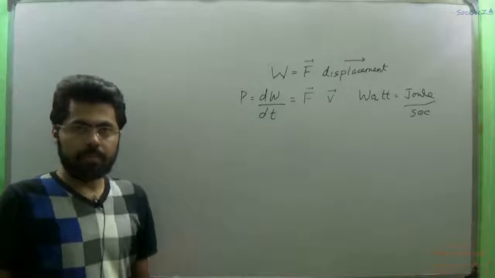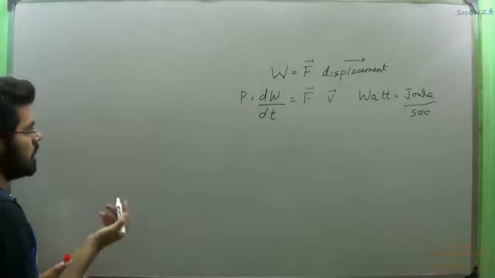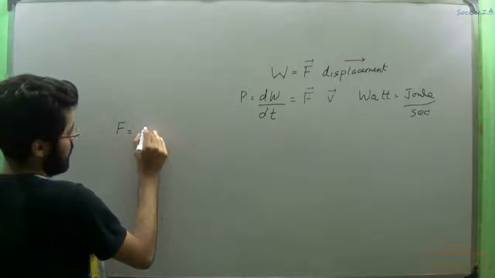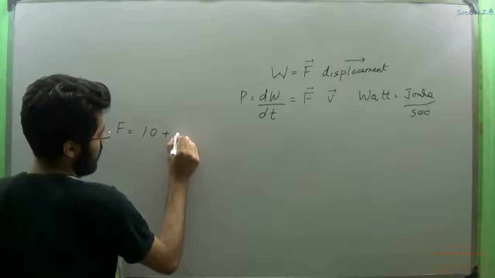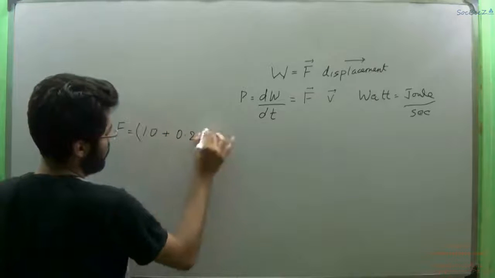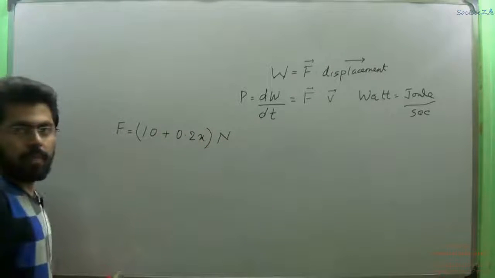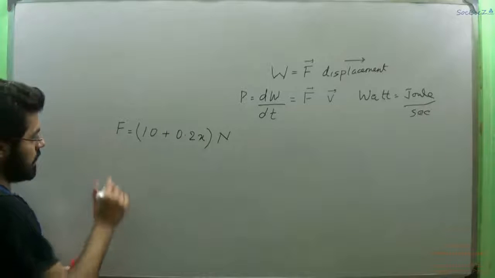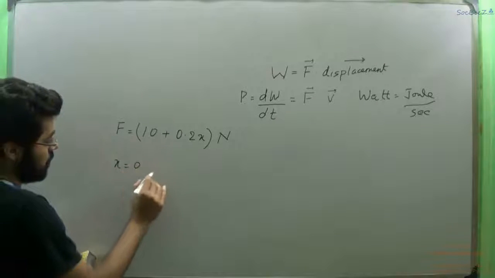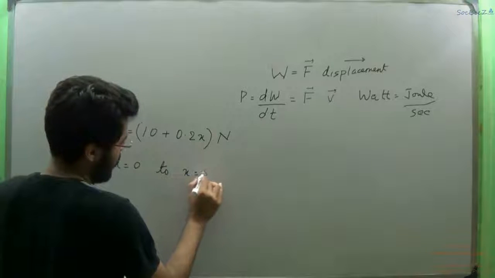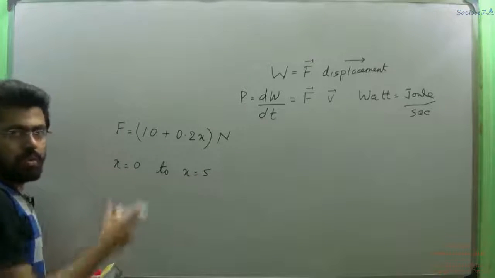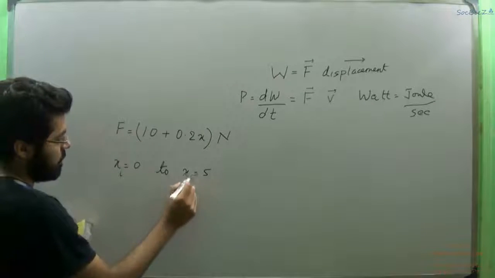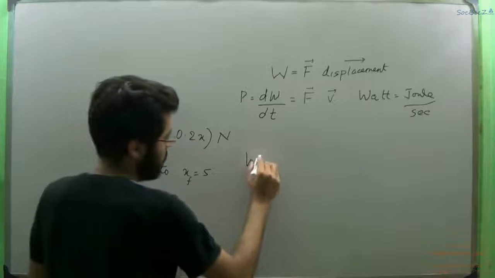Now we move to another problem of simple category. Just suppose the force given is in this form, 10 plus 0.5x Newton, and we have to calculate the work done if an object is being carried from x equal to 0 to x equal to 5. So these two things are given, force and initial and final position. This is xi, this is xf, and we have to calculate work.